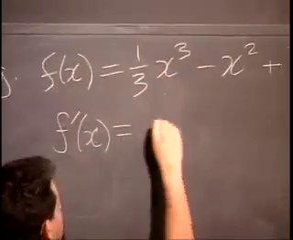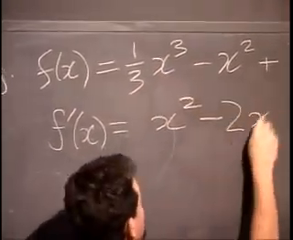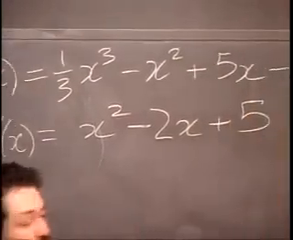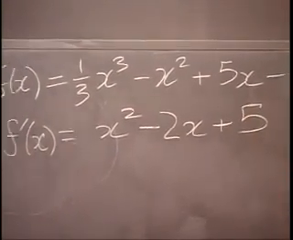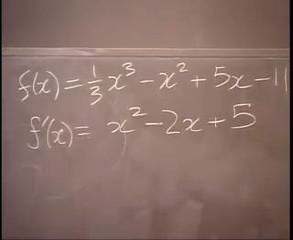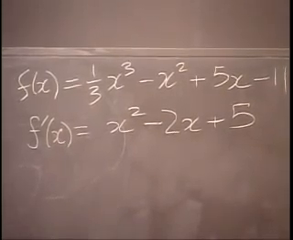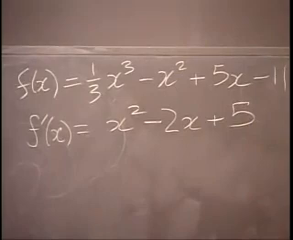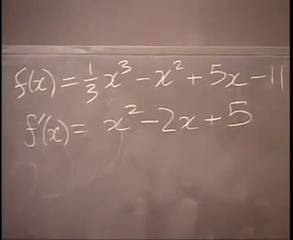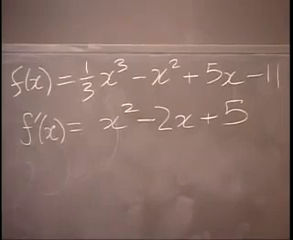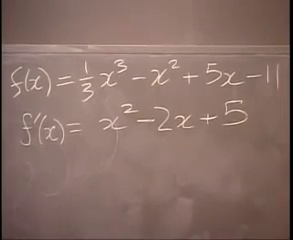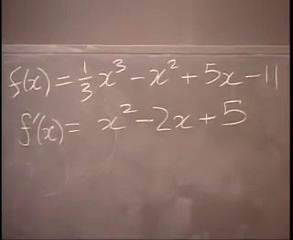Well, what do we get? X squared minus 2x plus 5. All right, so we have this derivative. What are we trying to show? Well, according to what I wrote up, we'd like to show that the derivative is either always positive or always negative. Do we think this is always positive? Always negative?